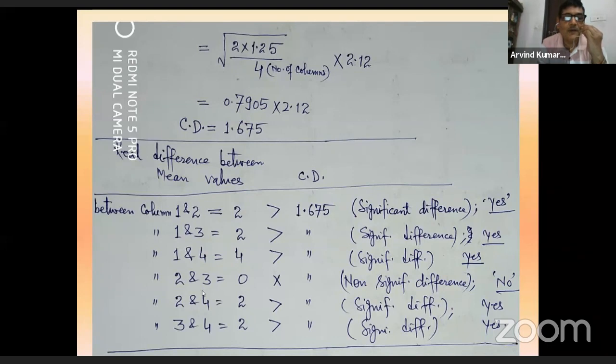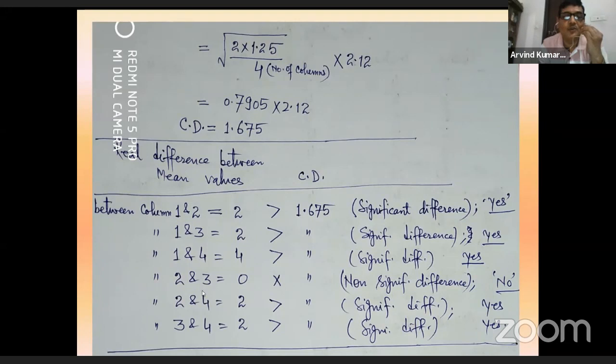The mean value of column 1 is 2 and column 4 is 6. So there is a difference of 4. You can say that yes, there is difference. But the difference between mean values of column 2 and 3, which are 4 and 4, is 0. So in this case, there is no significant difference. So it is also quite easy to know which of the two groups are showing significant difference and which groups are not showing significant difference.